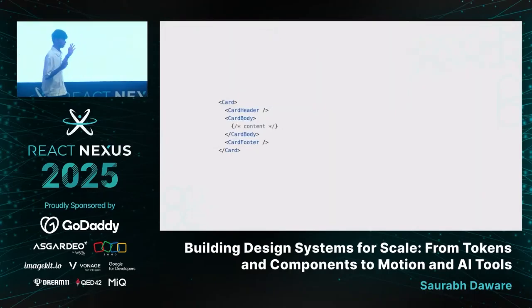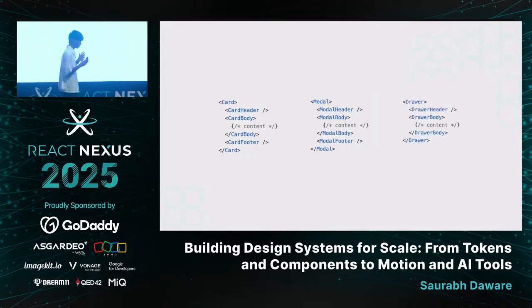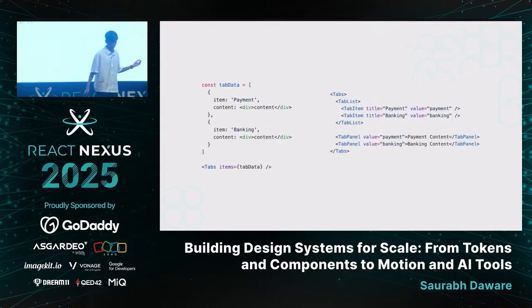Let's talk about something like this. We just talked about props, but it also applies to the anatomy. For example, I have this card. I'm defining card header, card body. I have modal. I'm defining modal header, modal body, modal footer. Same with drawer. I'm defining drawer header, drawer body. It's not just about props, but it also applies to the structure of your components and how you expose these components. Let's go back to the tabs example.